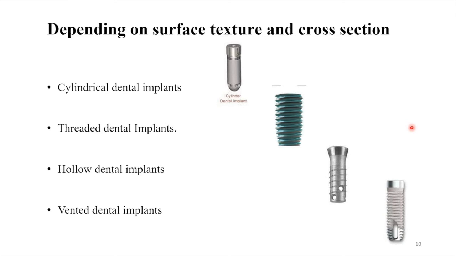Depending on surface texture and cross-section, they could be cylindrical implants, which can be conical, straight, or tapered, and is tapped or pushed into the bone site that has been prepared. Next are the threaded dental implants. Threads increase the implant surface area, providing a more solid contact with the jaw. Hollow dental implants, as the name suggests, have a hollow design in the apical portion. The perforations on the implant sides are arranged systematically. Vented dental implants, there is a vertical groove that connects to the apical vents.